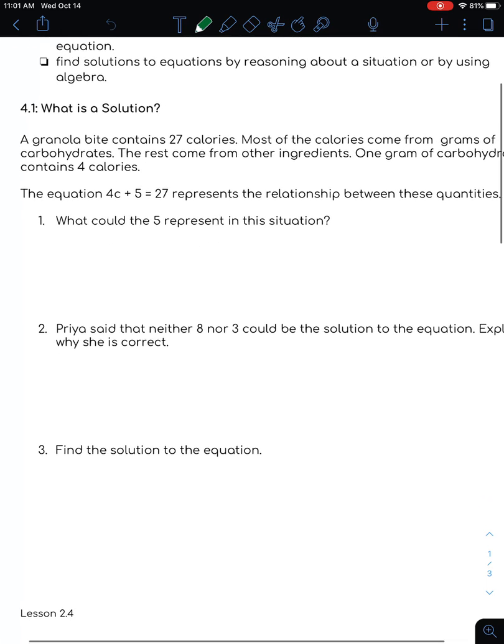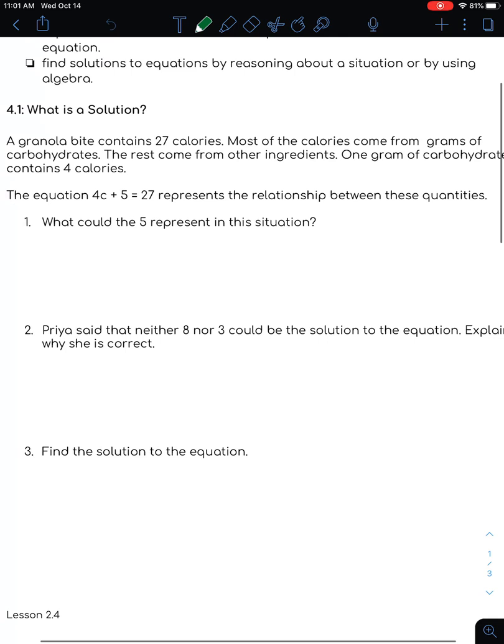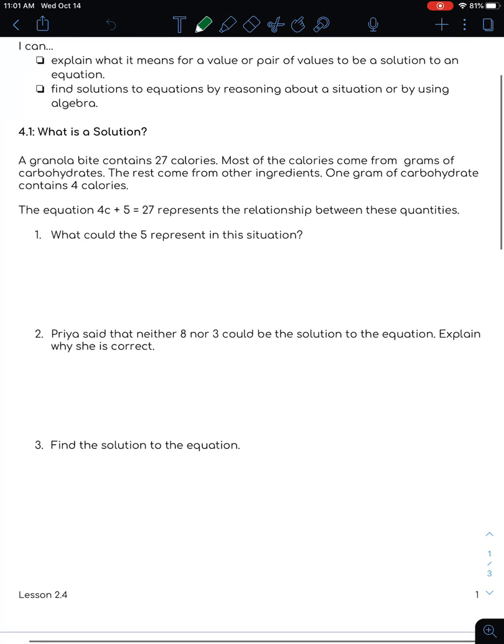All right, our situations today regarding solutions are going to be in the context of a few different types of problems. The first one is related to some nutrition. A granola bite contains 27 calories. So visualize that granola bite. Maybe you have granola for breakfast. Most of the calories come from grams of carbohydrates. The rest come from other ingredients. 1 gram of carbohydrates contains 4 calories. The equation 4c plus 5 equals 27 represents the relationship between these quantities. What could the 5 represent in the situation?